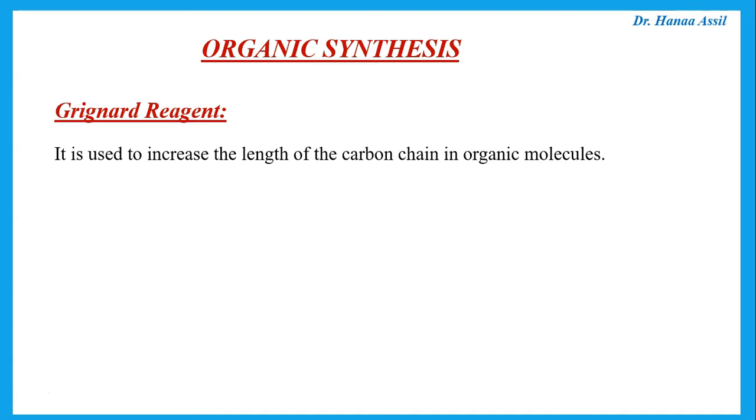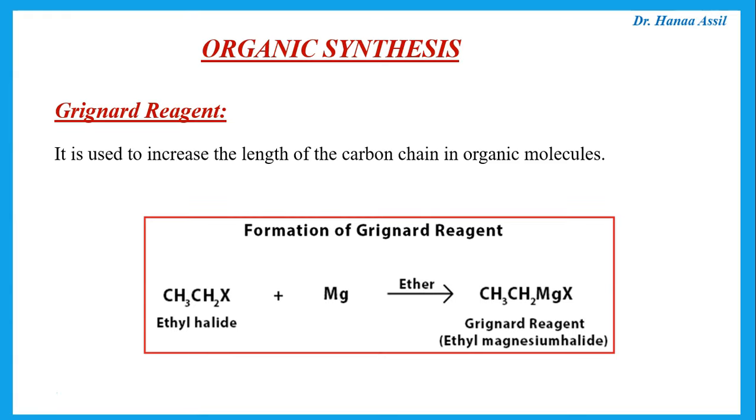Okay, the last chapter that we had was organic synthesis, and this is methods of preparing a certain end product from something that we start with. And one of the main important reagents that we use is Grignard reagent. Grignard reagent is used to increase the length of a carbon chain. So if I'm starting with something that has 3 carbons and I want to make 4 carbons, I have to use Grignard reagent. Now, how do we make Grignard reagent?